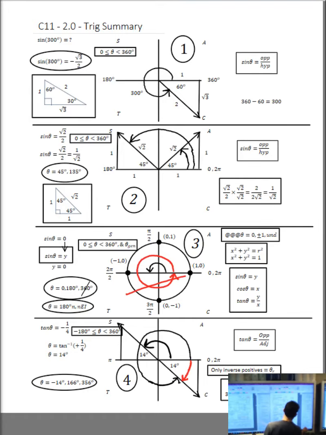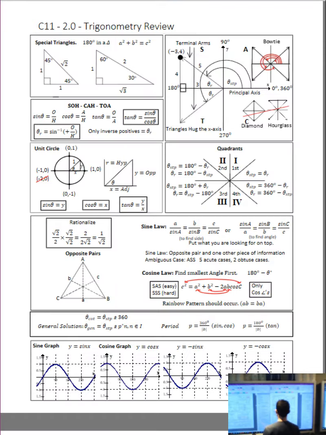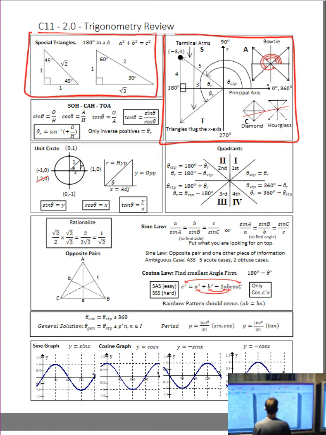Okay, let's take a look at the trigonometric review summary. The first page of the review, top left, is special triangles. Memorize those. How to use the ASTC graph and where all the arrows go. SOHCAHTOA, and a reminder to always inverse the positive. The unit circle and how that relates.